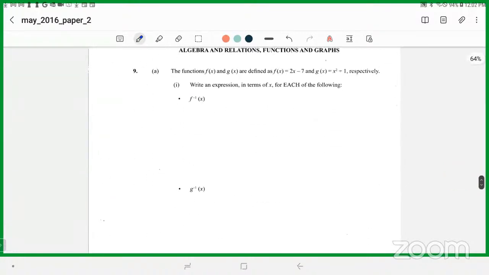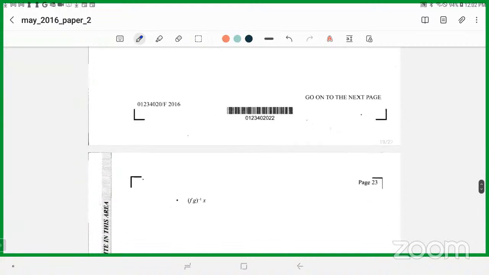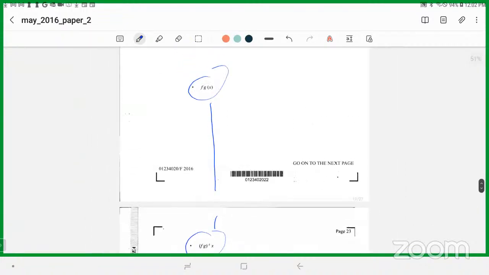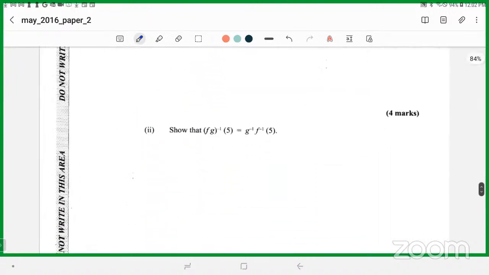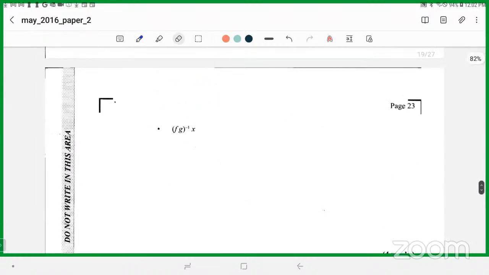All right, so this question is asking us for a series of inverse functions, f to the minus 1, g to the minus 1. They ask us for the composite. Then they want us to inverse it. And now they want us to show this, and this time it's not of x but of a given value. We just have to work out this side, see what the value is, work out this side, see what the value is, and the two values must be the same. All right, so let's go and do this.